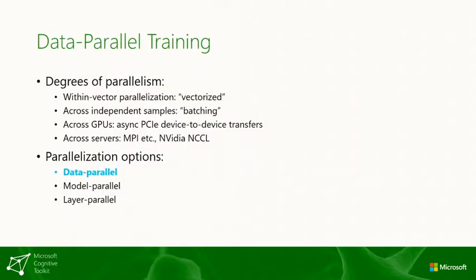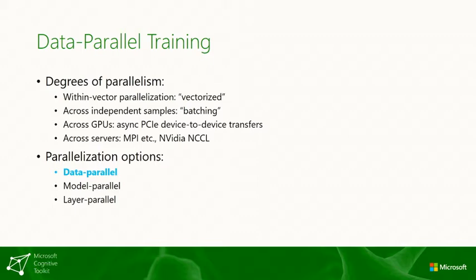And the last feature I'd like to mention is the parallel training of CNTK. There are basically different levels of parallel training. If it's one single vector sample, usually that's called vectorized parallelization. Across multiple samples, we typically call it batching. Then we have across multiple GPUs, which is async PCIe device transfer, as well as across multiple servers. This requires MPI, and that's what we use.